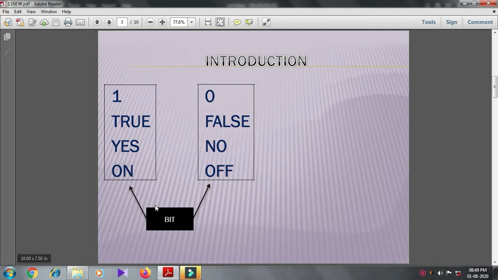If it is a single wire, there exist two states: on or off, yes or no, true or false, 1 or 0. This on and off together constitute a bit, which is the smallest piece of information a computer can store.